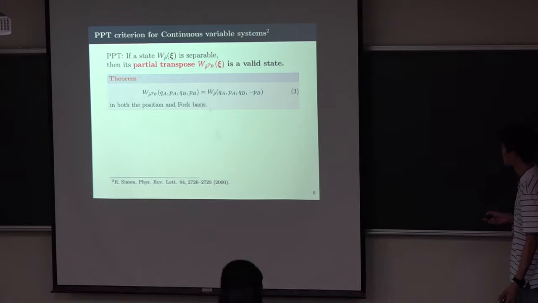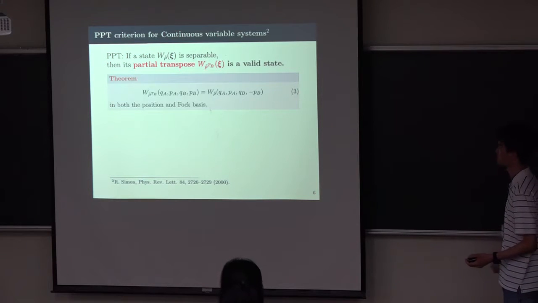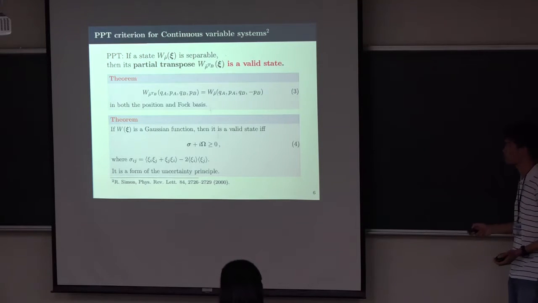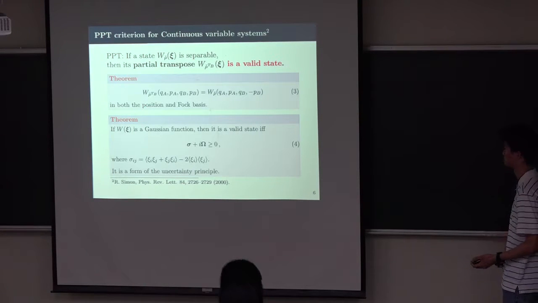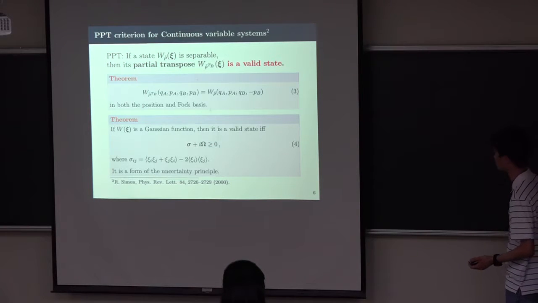We just need to invert the momentum variable of the second part. But the second problem is quite difficult in general. An important special case is when W is a Gaussian function. In this case, the condition is very simple in terms of the covariance matrix of the state and the omega matrix we introduced before.